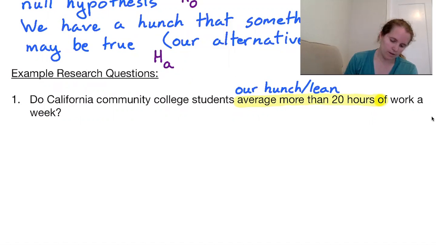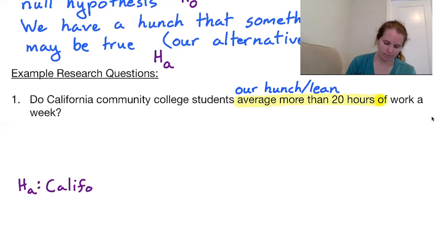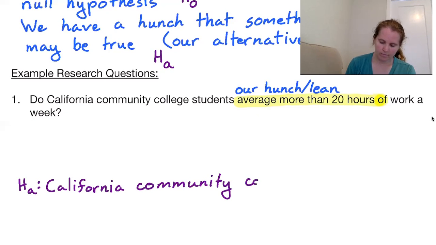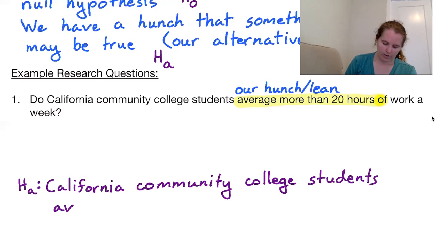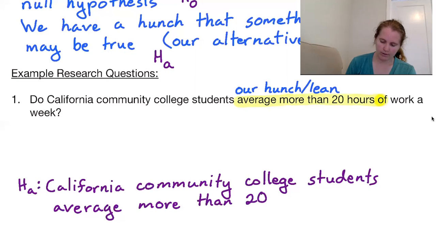So for our alternative hypothesis, we will simply state that California community college students average more than 20 hours of work a week.